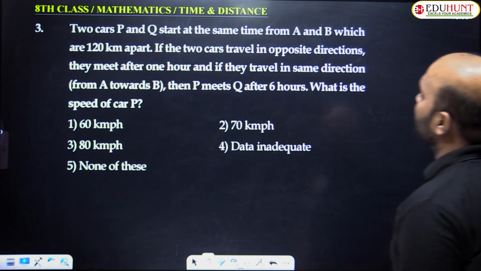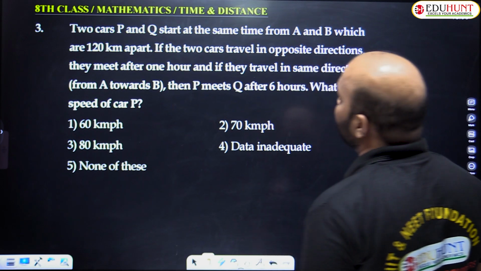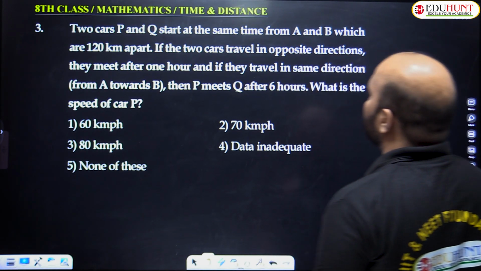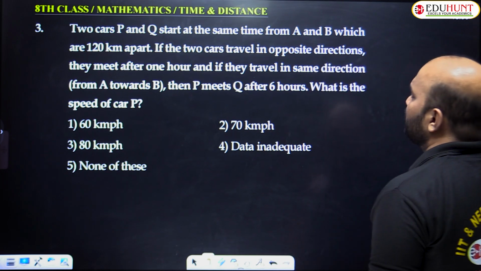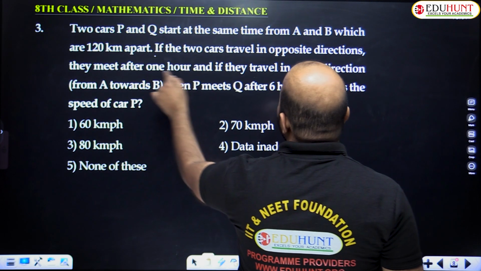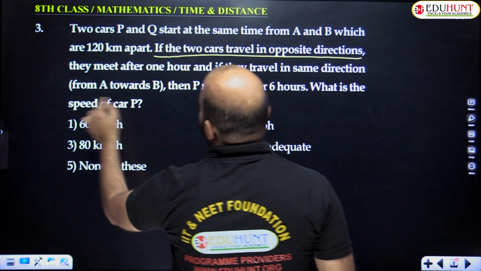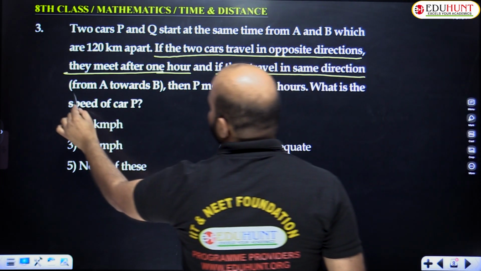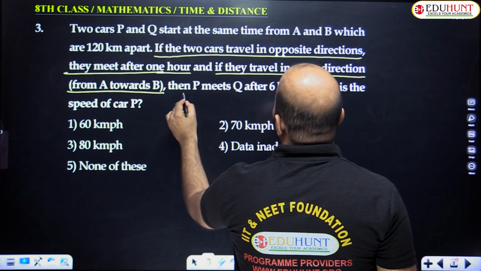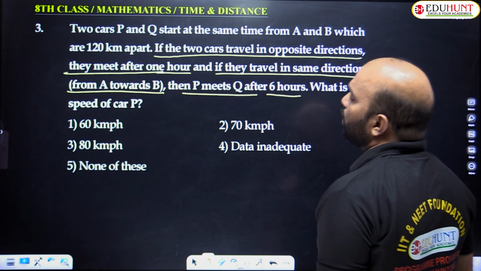Let's go to question number 3. Two cars P and Q start at the same time from A and B, which are 120 kilometers apart. If the two cars travel in opposite directions, they meet after 1 hour. If they are driving in the same direction from A to B, P and Q meet in 6 hours. What is the ratio?